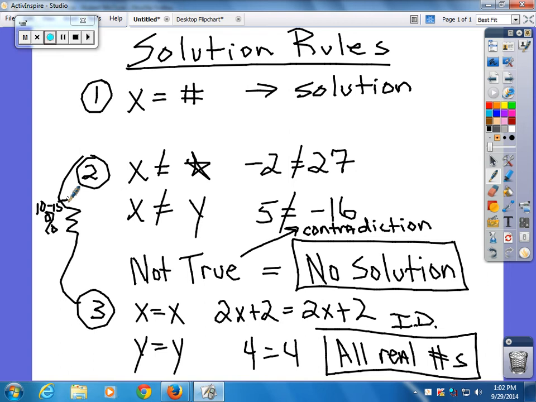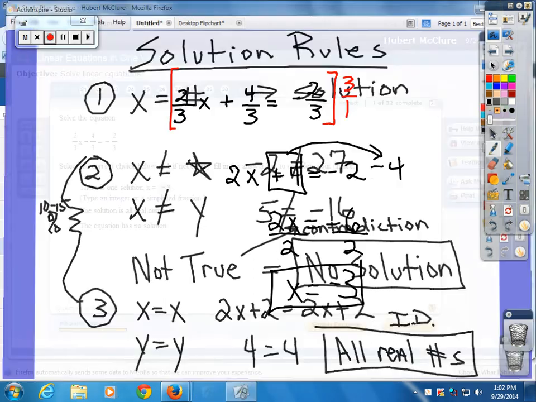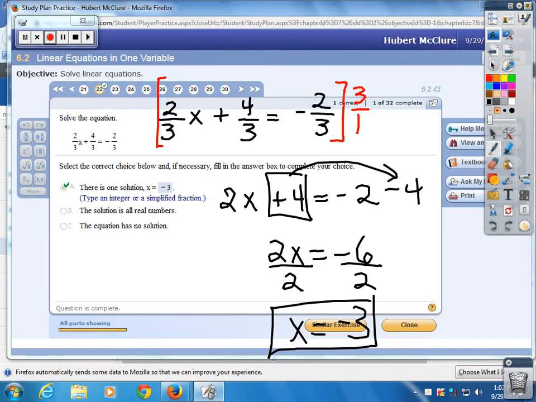And then 90 to 85% of the time, you'll get these. And that's why in the previous question, you got this: there is one solution, x is equal to a number. The solution is all real numbers, which means a true statement. The equation has no solution, which means an untrue statement.